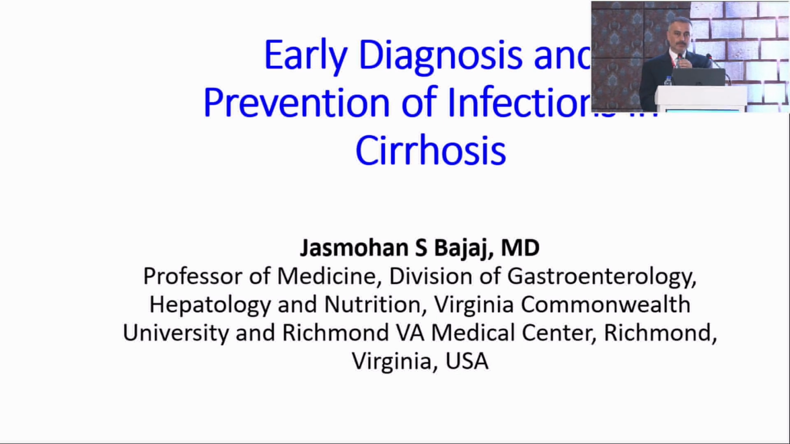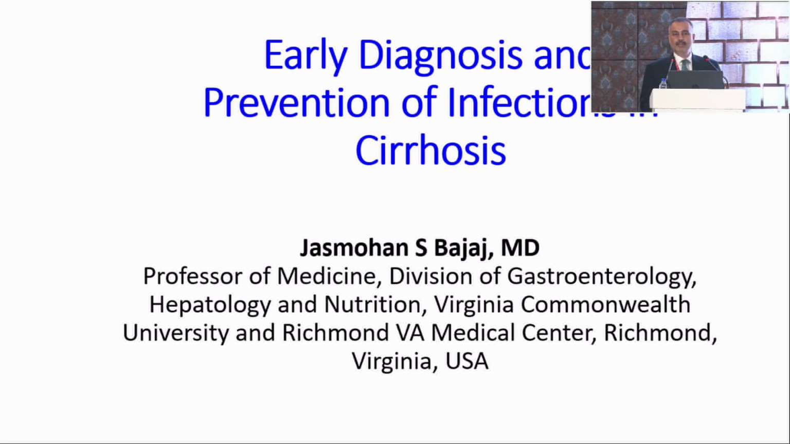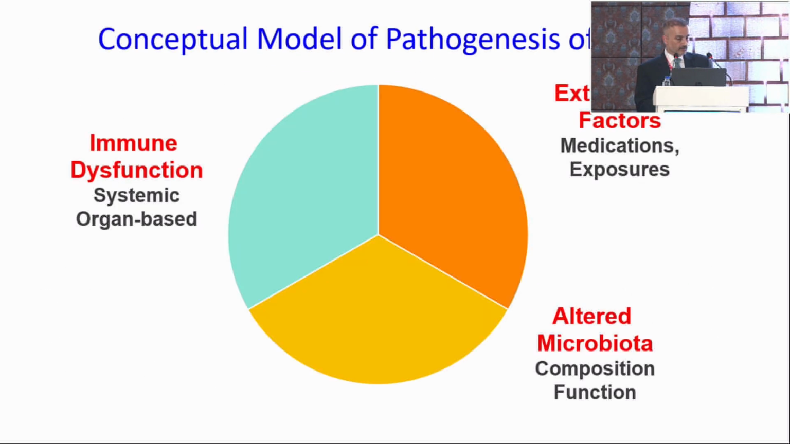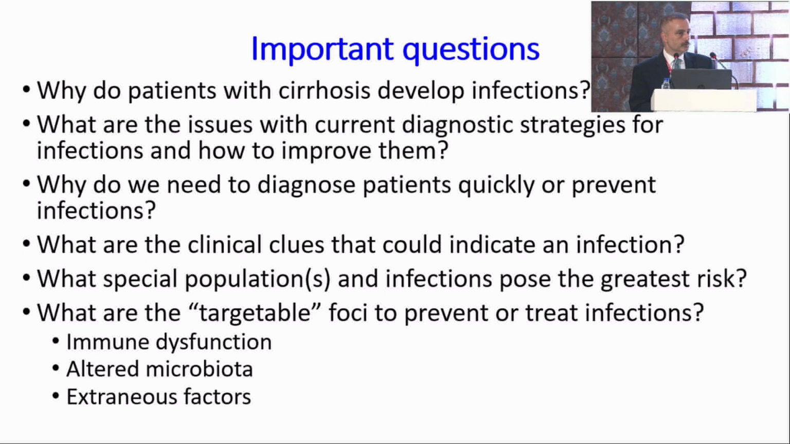So this is an important talk. I'm not sure I'm going to be able to give it justice, but it actually raises some questions that we need to answer. So why do patients with cirrhosis develop infections? What are the issues with current diagnostic strategies? Basically, why is this talk necessary? Why do we need to diagnose patients quickly or even prevent this? What are the clinical clues that could indicate an infection? What special infections and populations are important? And what are the targetable foci, either now or in the future, that are important for this?